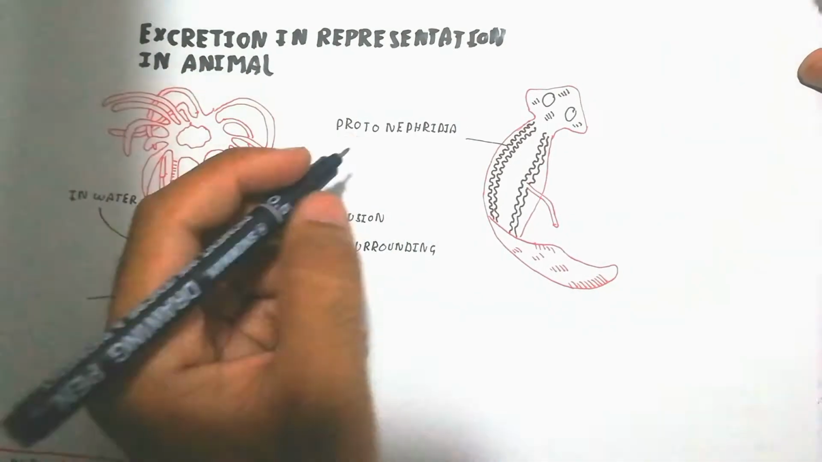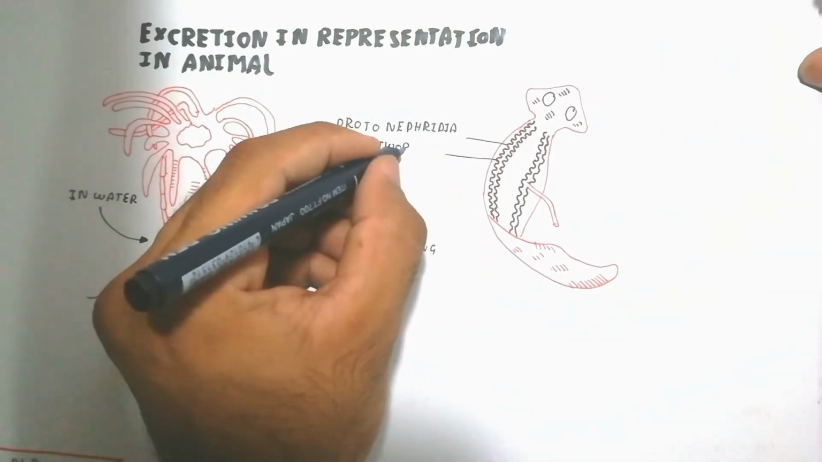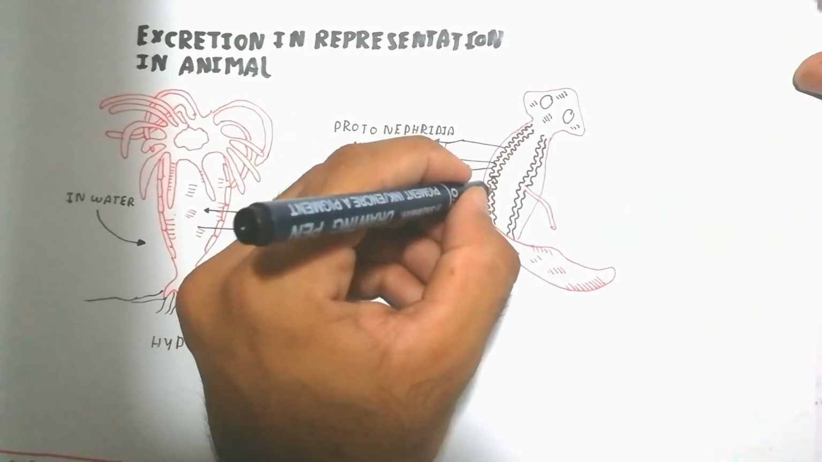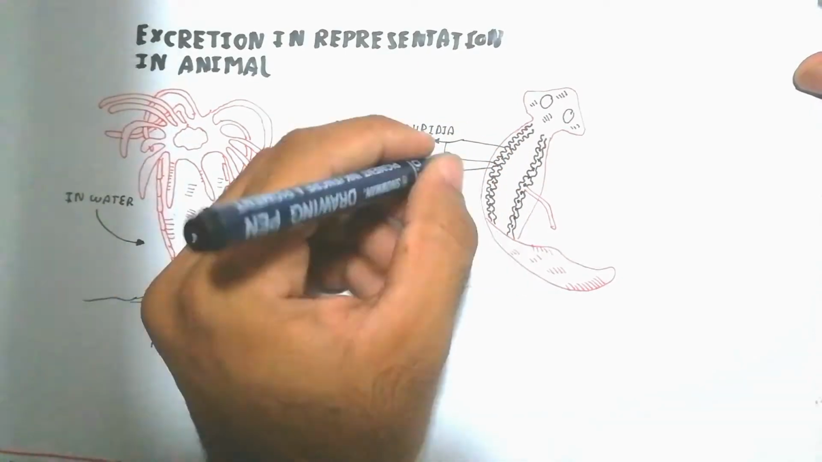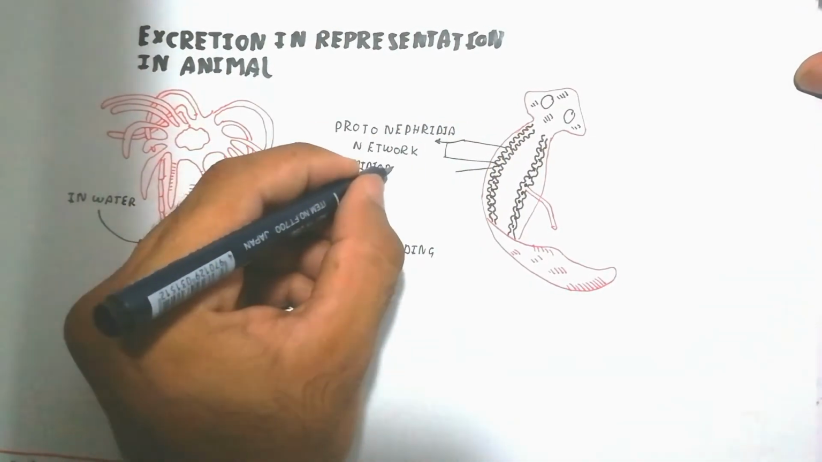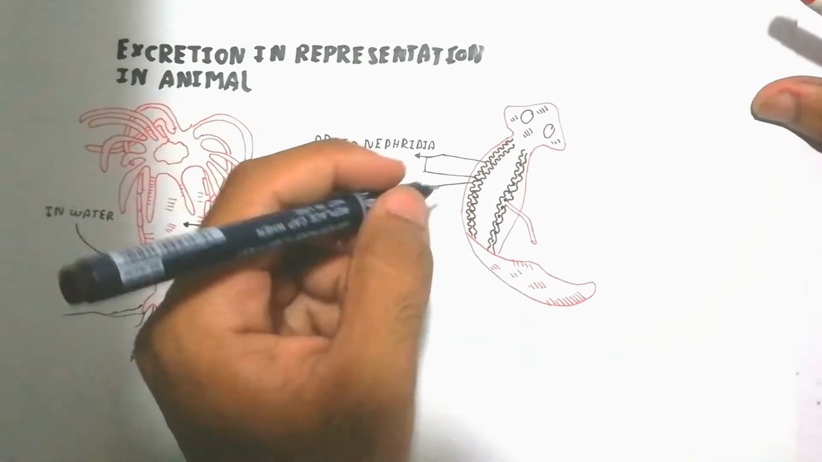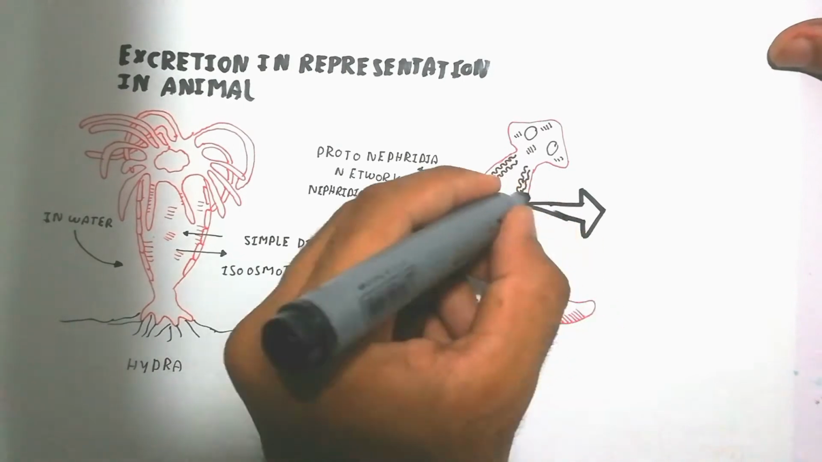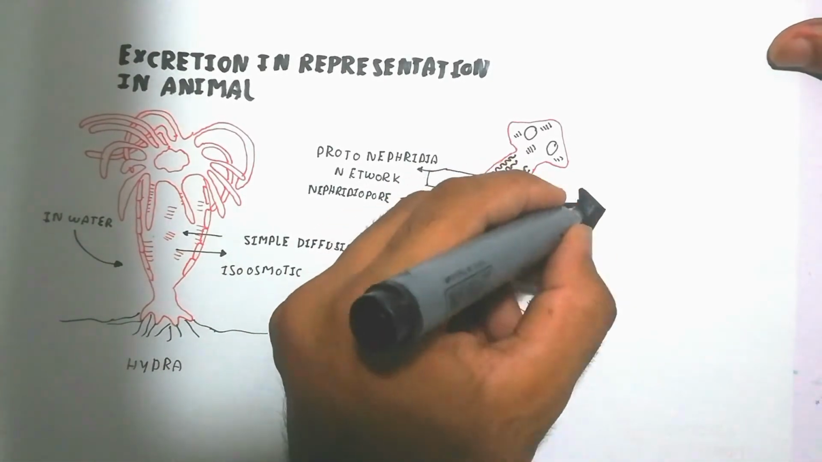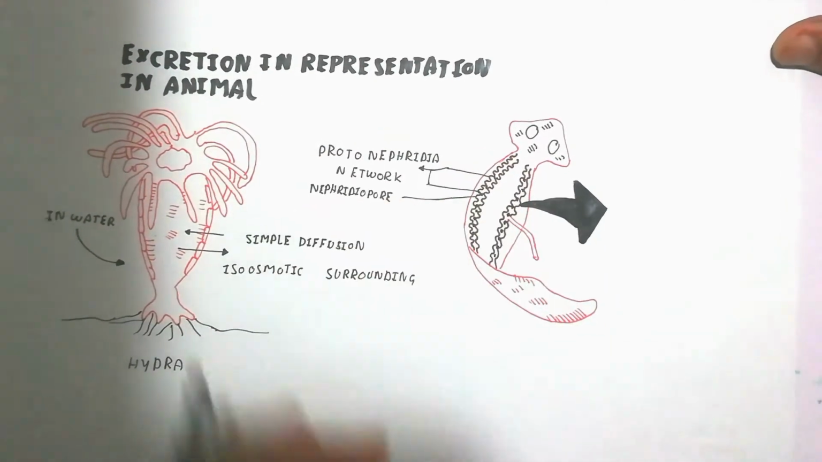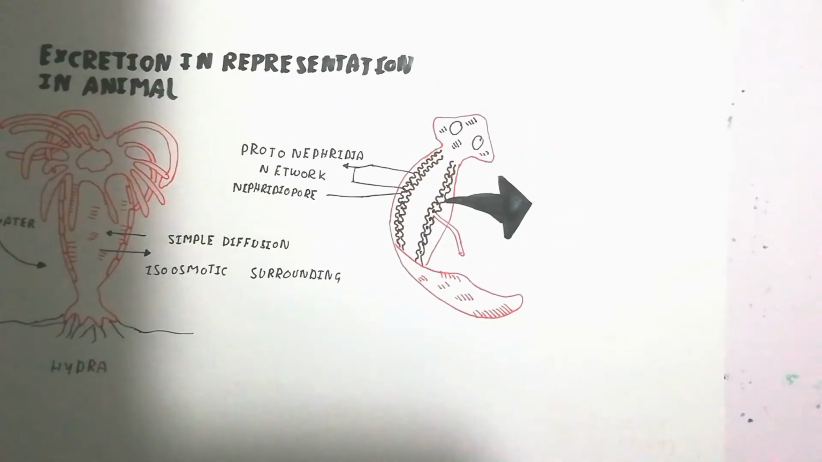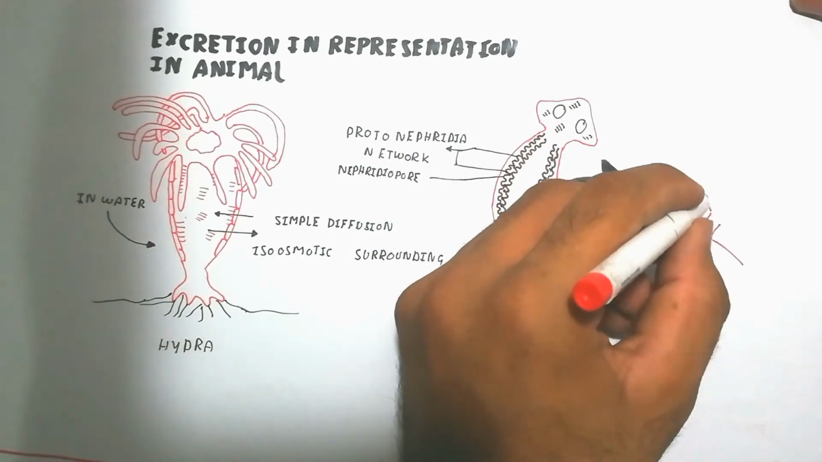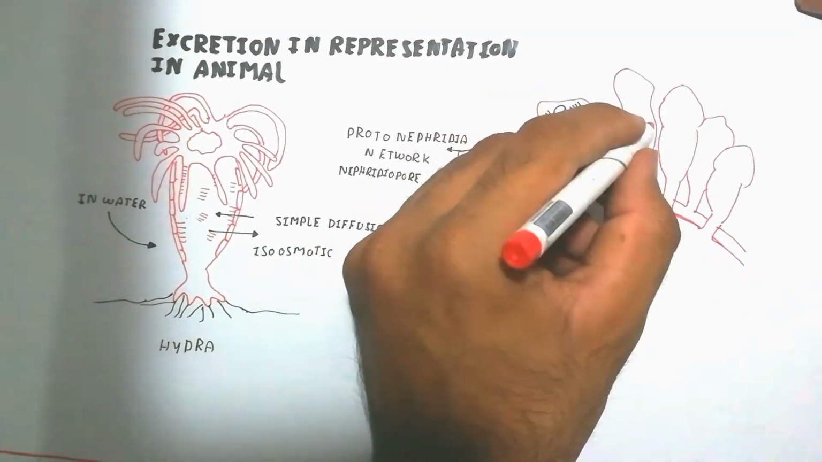On the other hand, here is the protonephridia in the planaria, which is a platyhelminthes invertebrate, multicellular and triploblastic. Hydra is diploblastic and planaria is triploblastic, because three germinal layers are present in the embryo. Here the protonephridia form a network, and each protonephridia contains a nephridiopore for excretion. So that's easy to understand.